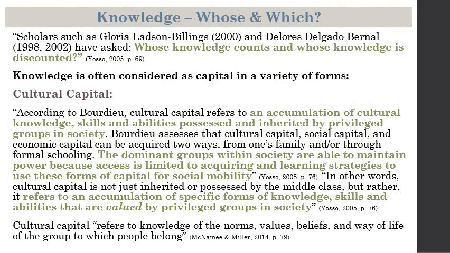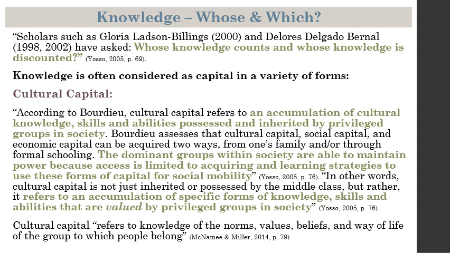This stratification, whether it's societal or educational, centers around the idea of knowledge. Scholars such as Gloria Ladson-Billings and Dolores Delgado Bernal have asked the questions, whose knowledge counts and whose knowledge is discounted? And when we think about knowledge, we often think about it in terms of capital. There are two main kinds that are focused on, cultural and social. Bourdieu said that cultural capital refers to an accumulation of cultural knowledge, skills, and abilities possessed and inherited by privileged groups in society.